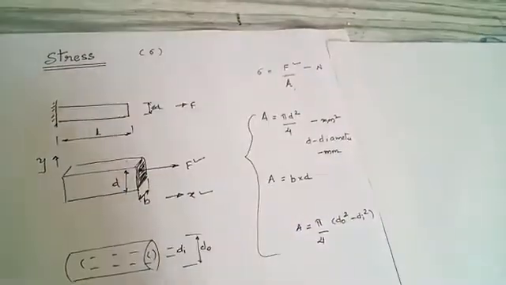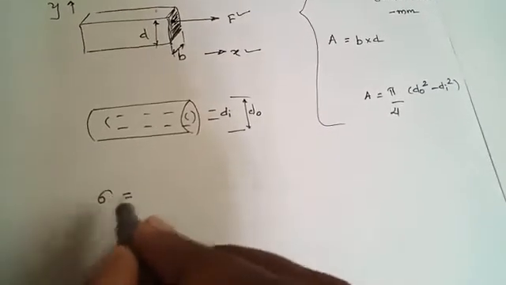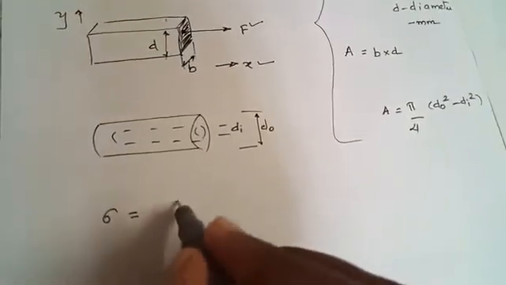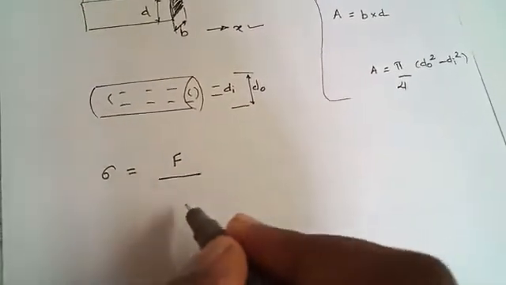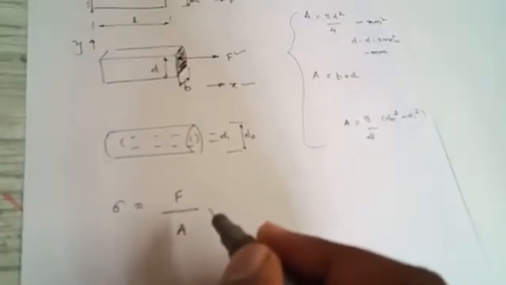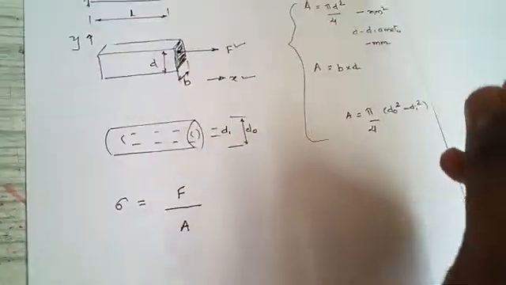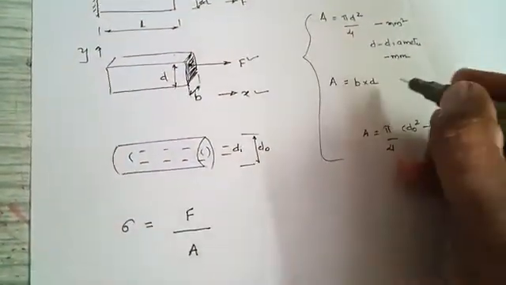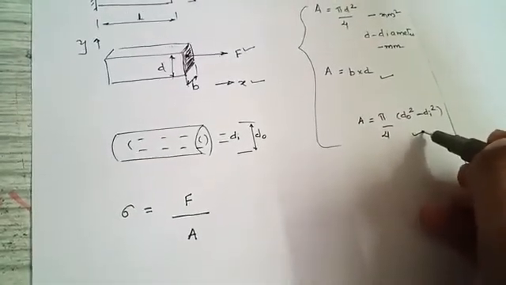So definitely, if I am going to substitute, see here, sigma is equal to the resistive force within the material divided by the area. Area can be anything: circular, rectangle, hollow. We will consider any one of these. If the problem gives a rectangle, then you have to use this equation. If it gives a hollow, you can use this equation.